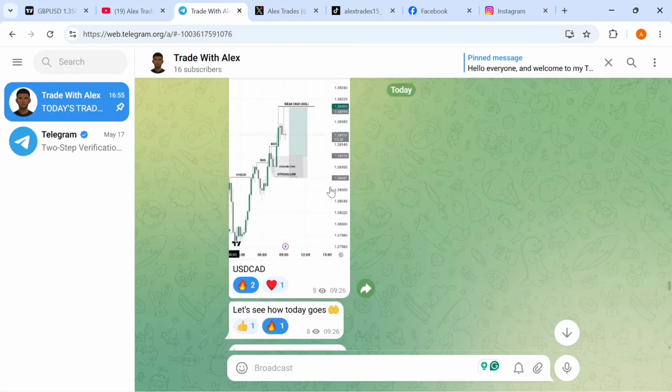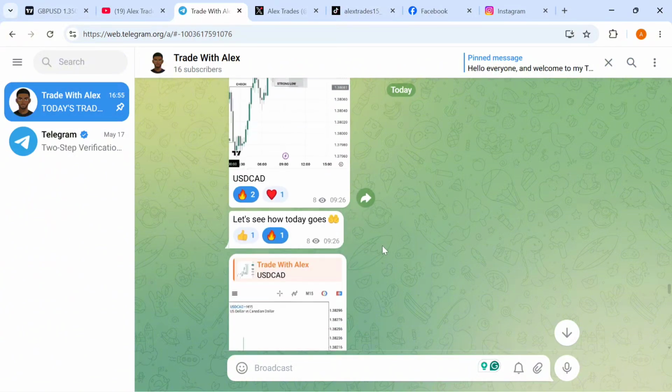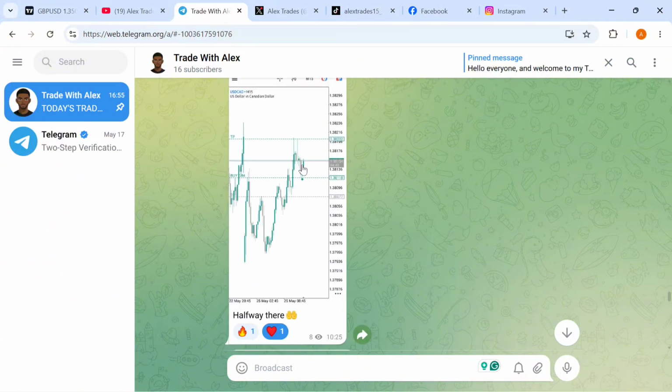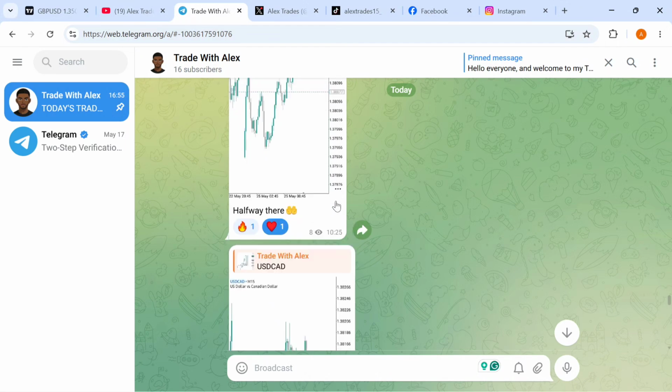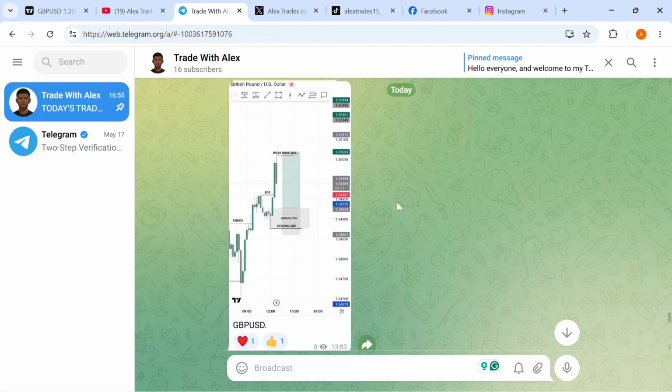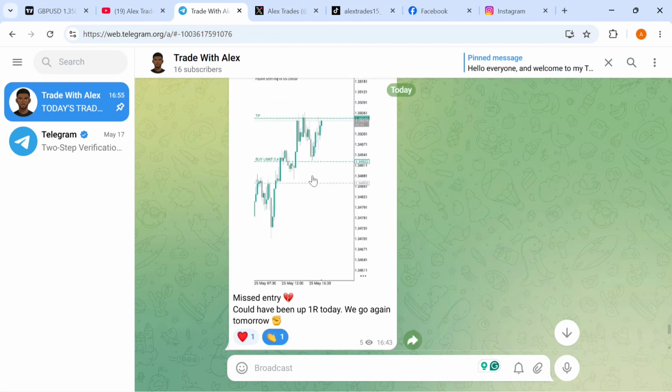You can see it here. I dropped USDCAD before it started, even halfway through, as it was seeming like it was about to hit my take profit. It reversed. Same thing on GBPUSD. I dropped the trades and then it went without me.